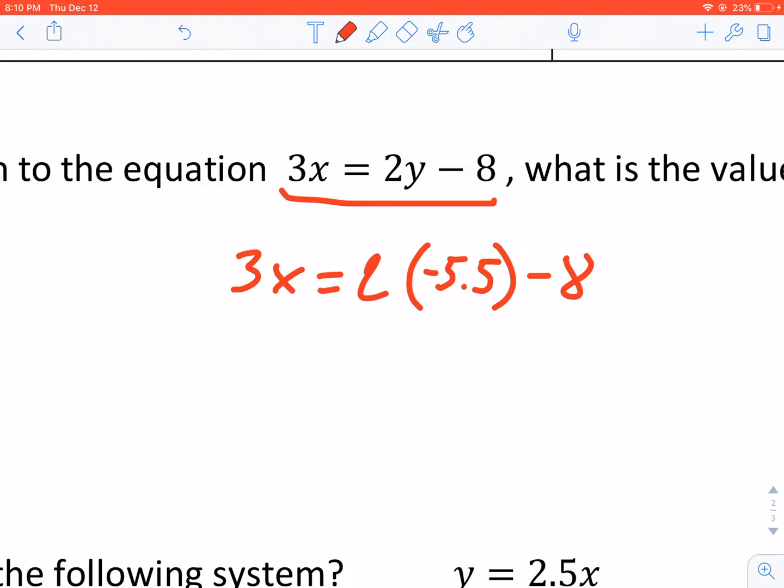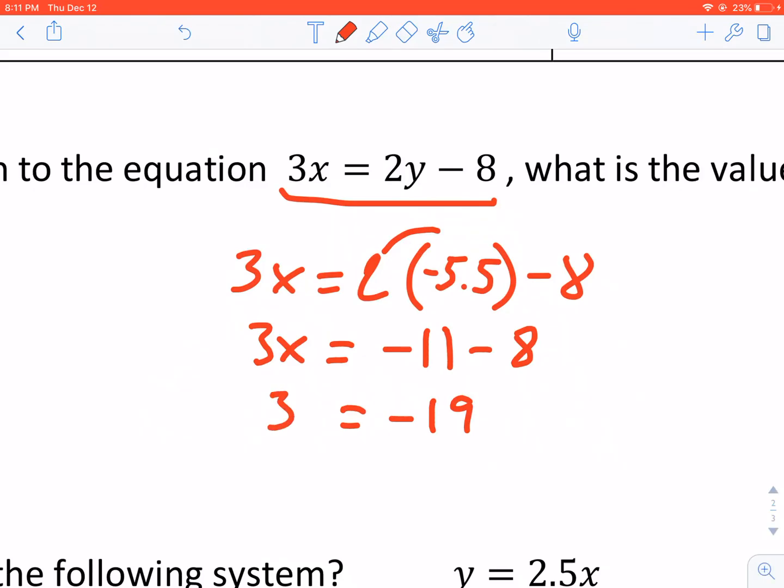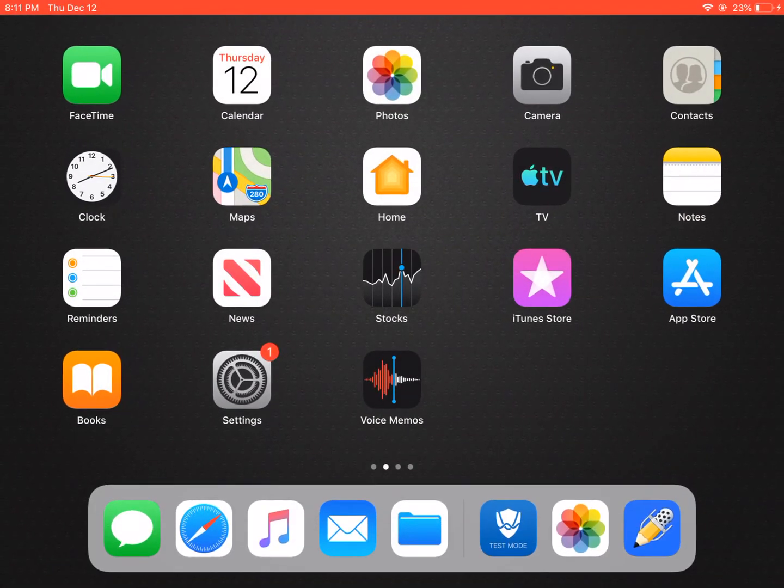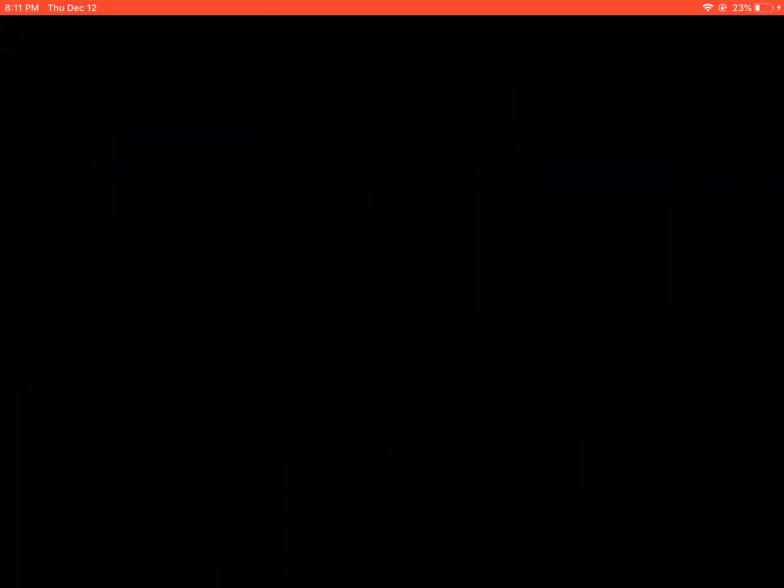And then you can combine like terms at this point. So right here we have 2 times -5.5. 2 times 5 is 10, and then 0.5 times 2 is 1. So we have -11 minus 8 is equal to 3x. And then we can still combine like terms. -11 minus 8 is just -19, or 3x right here. And then we divide by 3, and x is equal to, let's figure out what that is. 19 divided by 3.